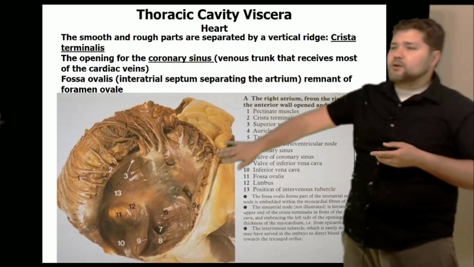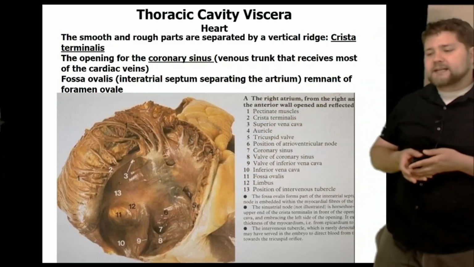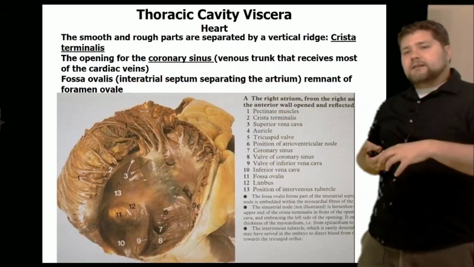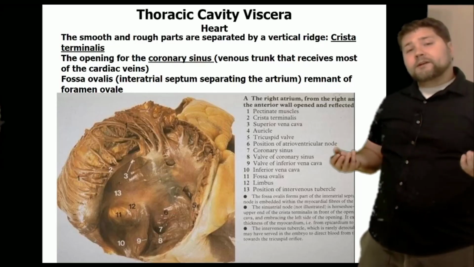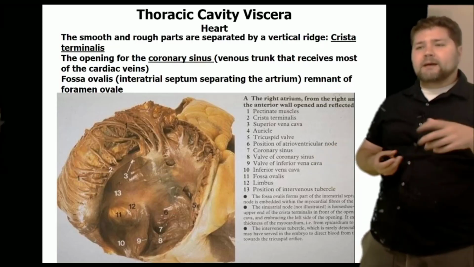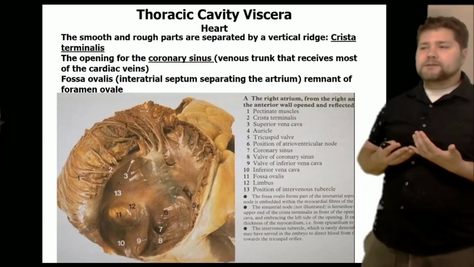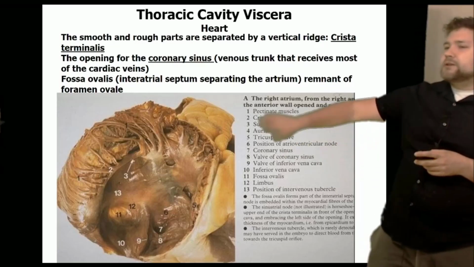You'll also see the opening for the coronary sinus. The coronary sinus is going to be a dumping point for all the venous blood from the coronaries back into the heart, and that happens back in the right atrium. It basically just recycles the blood. And then the other structure is the fossa ovalis.